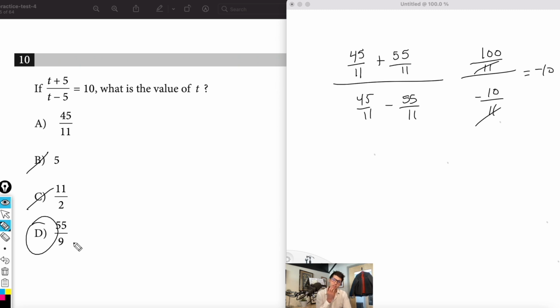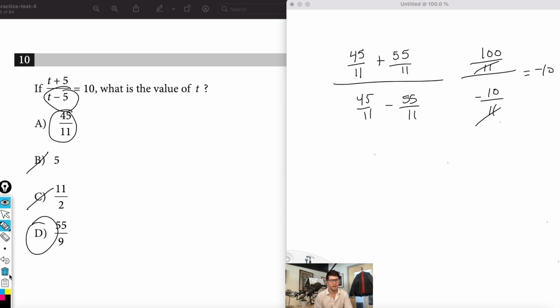Now I can reason my way through that, because 55 ninths is bigger than 55 11ths, so I won't get a negative sign, right? I should have noticed, though I didn't need to, that when I put a 5 in, the denominator is 0. So if I put in a smaller value, the denominator would be negative. So that's why it's answer choice D.